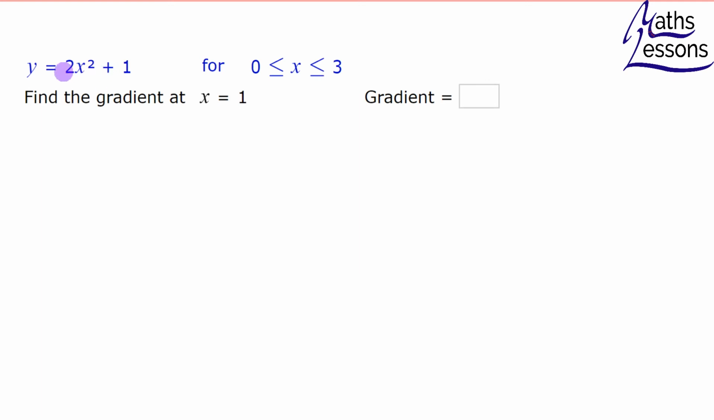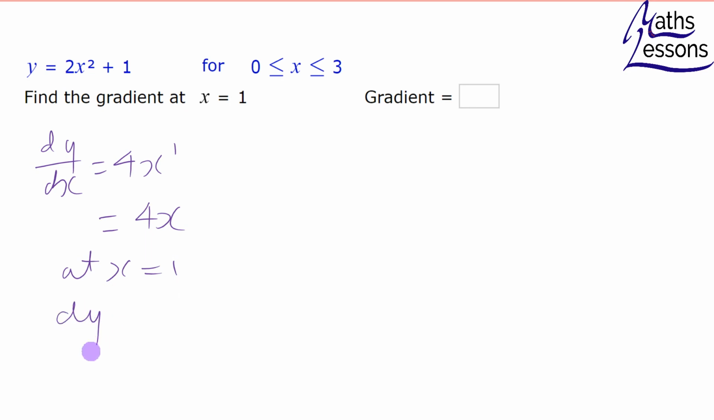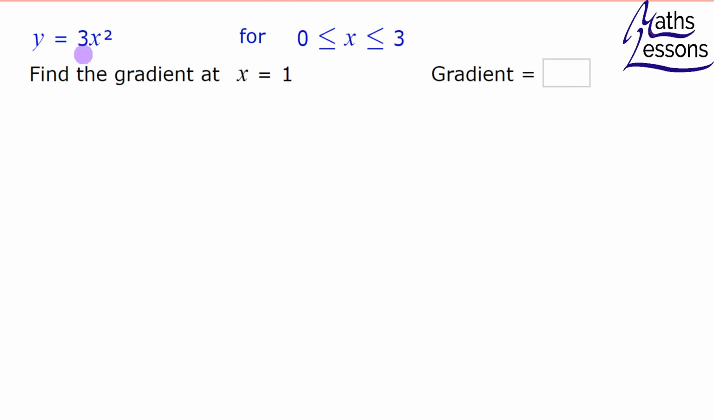Okay, one of our last few ones. So differentiate this, we get dy over dx times by the power, 2 times 2 is 4. Take 1 off the power, gives me 1. Numbers don't affect the gradient, so we just get x. At x equals 1, we know that dy over dx will equal 4 times 1, which equals 4.